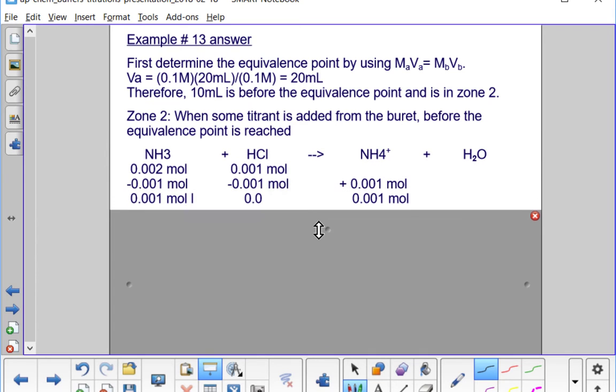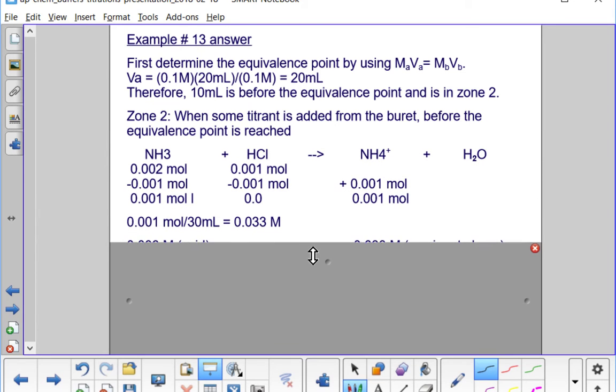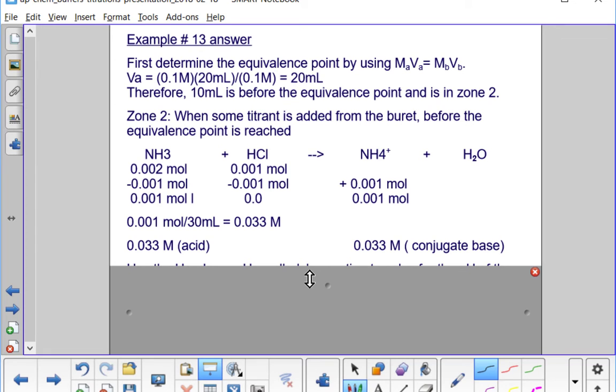So let's set up our neutralization. We start with 0.002 moles of base, and just to be clear, that comes from the concentration of the base, 0.1 molar, times the volume, 0.02 liters. Okay, that's moles of base, plus the moles of the acid, so 0.1 molar times the volume, 0.010 liters, gives me 0.001 moles of acid.